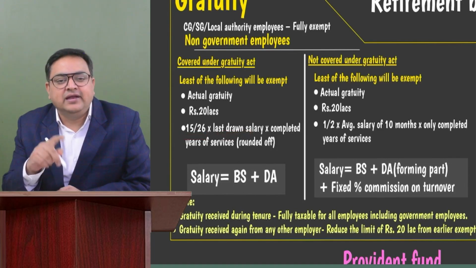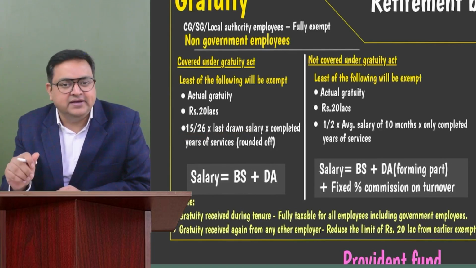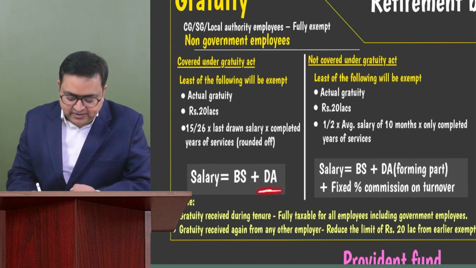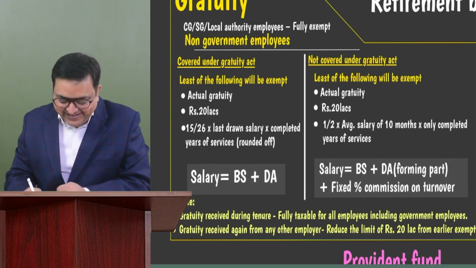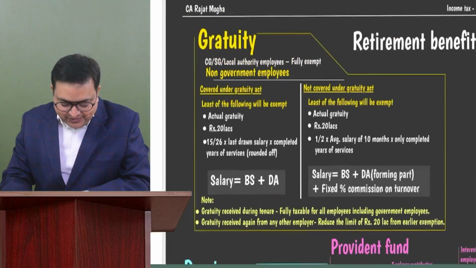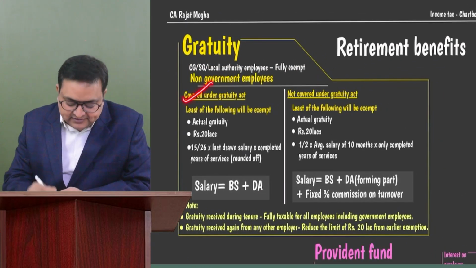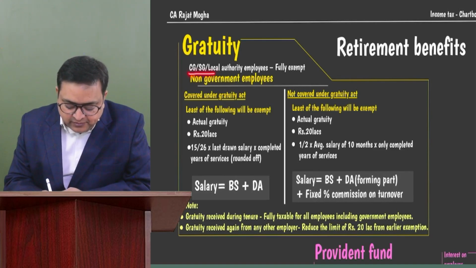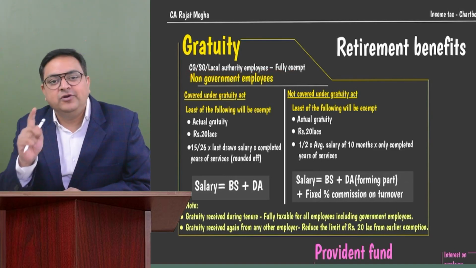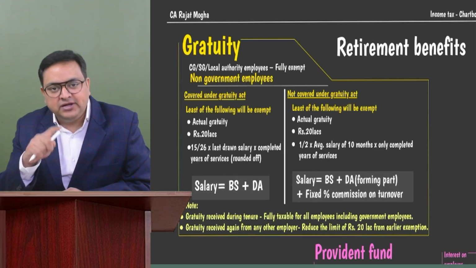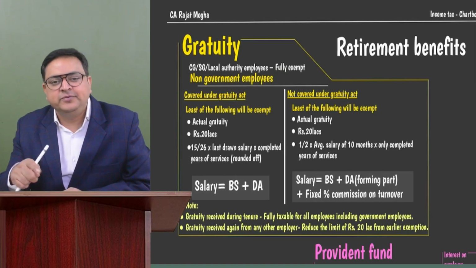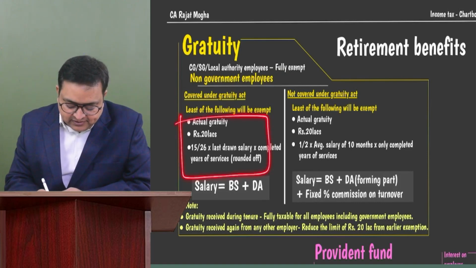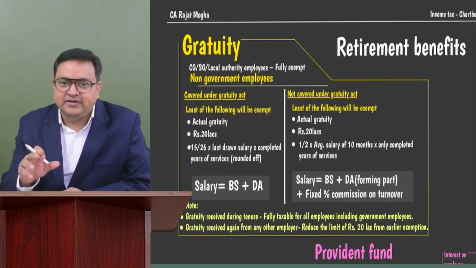What you have to take as last drawn salary would be basic salary plus DA. Whether it forms part of retirement benefit or not does not make any difference. So it would be basic salary plus DA. Got it? So if this person is covered under gratuity. I'm again repeating, if this person is a central government, state government, or local authority employee, it would be fully exempt at the time of retirement. But for non-government employees, if they are covered under the Gratuity Act, then the least of the following would be exempt. Please remember 20 lakh is the fixed limit.